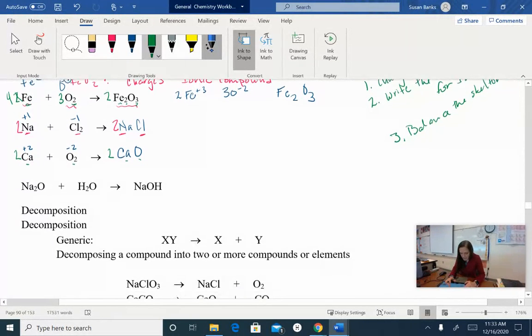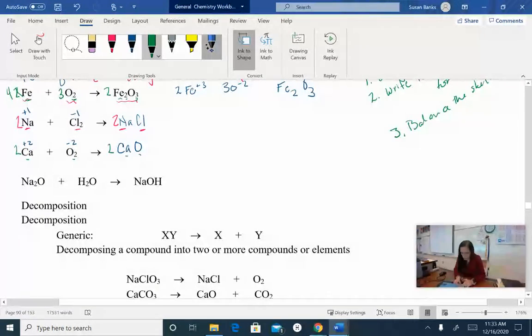Okay, and then sodium oxide plus water makes sodium hydroxide. So this is already written, so I really only have to pay attention to balancing this. I've got 2 sodiums, got 1 sodium here. So I'm going to double this up. I've got 2 oxygens. 2 times 1 gives me 2, and I've got 2 hydrogens. So I just needed to put a 2 in there.